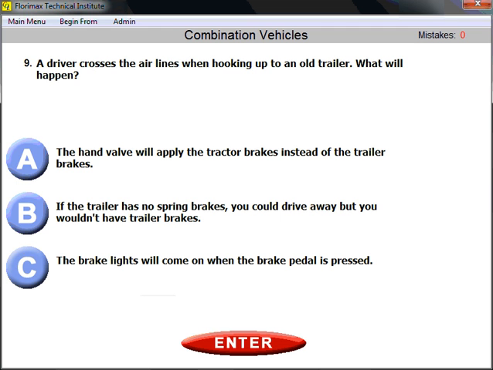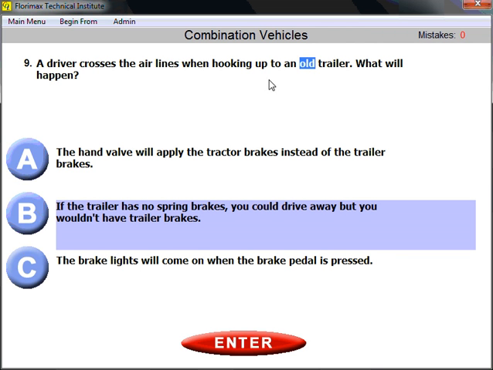Question number 9. A driver crosses the airlines when hooking up to an old trailer. What will happen? What does it mean, old trailer? Yeah, you need to remember. When you read old trailer, it needs to come to your mind that old trailer means made before 1975. And those trailers usually do not have spring brakes.